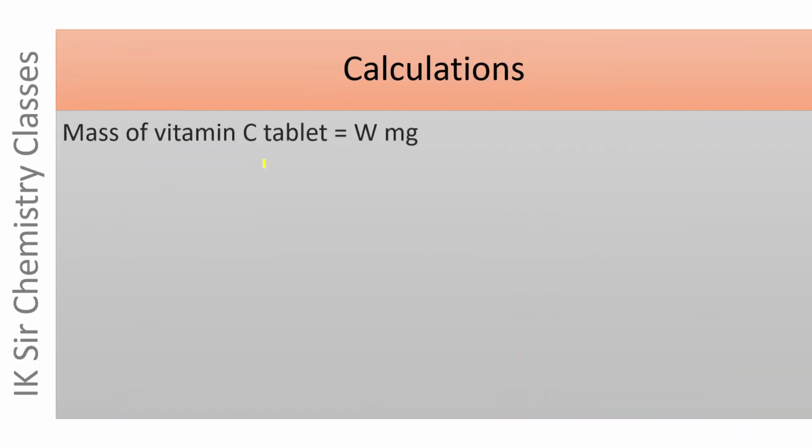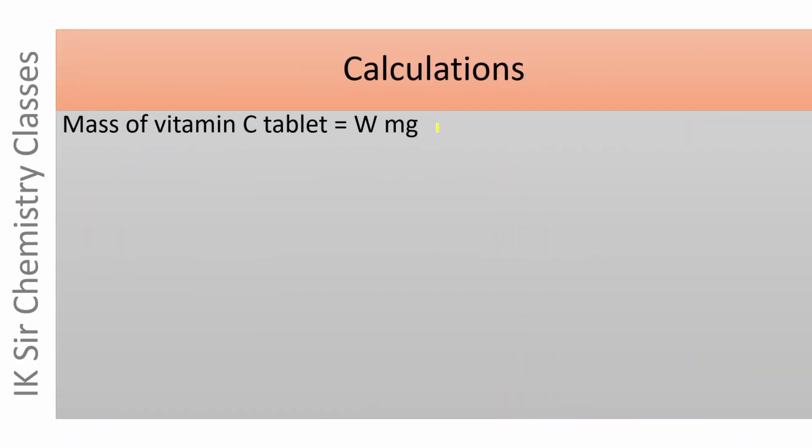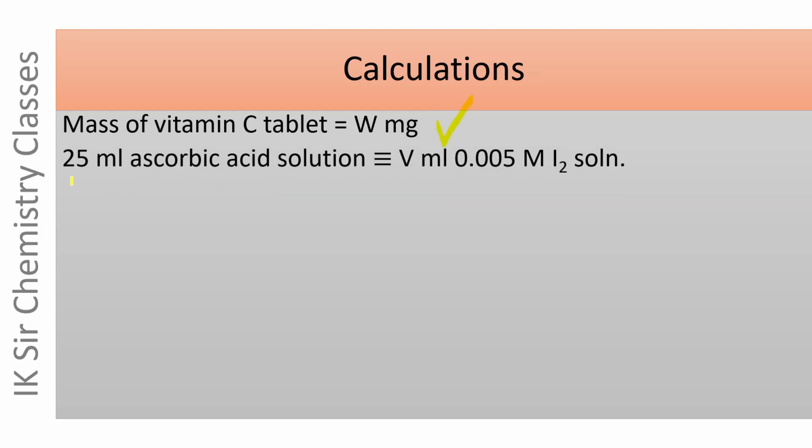Calculations. Mass of vitamin C tablet, let it be W milligram. 25 ml ascorbic acid solution requires V ml of 0.005 molar iodine solution. Let it be the titer value, the concordant burette reading. 25 ml ascorbic acid solution requires V ml of 0.005 molar iodine solution for complete reaction to attain the end point.